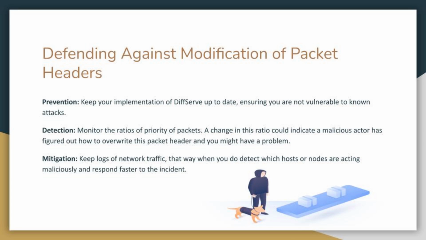To defend against modification of packet headers, you should prevent, detect, and mitigate this attack by, respectively, keeping your implementation of DiffServ up to date, ensuring that you are not vulnerable to known attacks. Monitor the ratios of packet priorities. A change in this ratio could indicate that a malicious actor has figured out how to overwrite this packet header and that you might have a problem. You should keep logs of network traffic. That way, when you do detect hosts or nodes acting maliciously, you can respond faster to the incident.